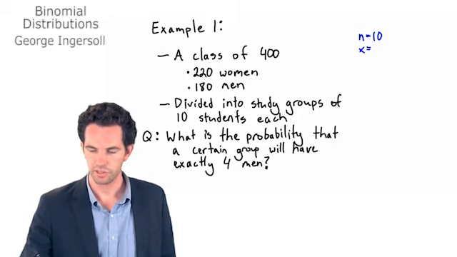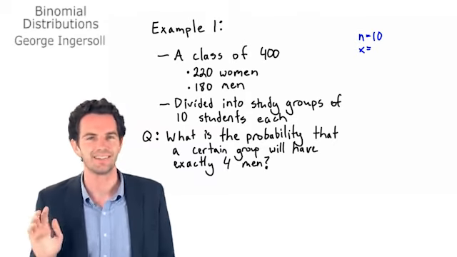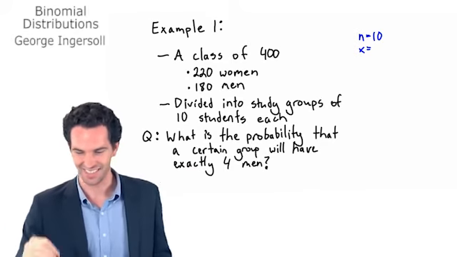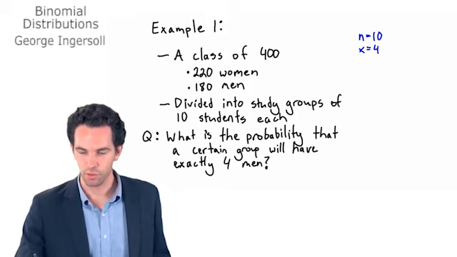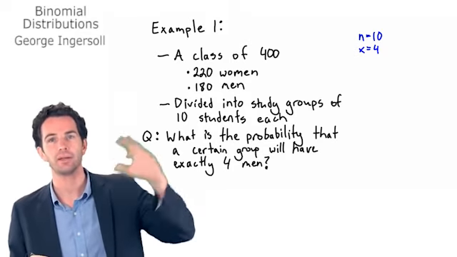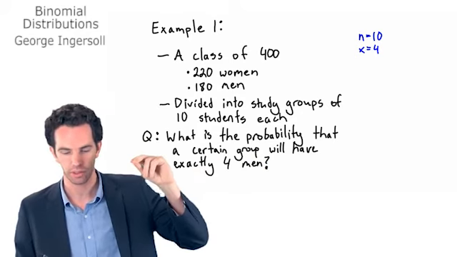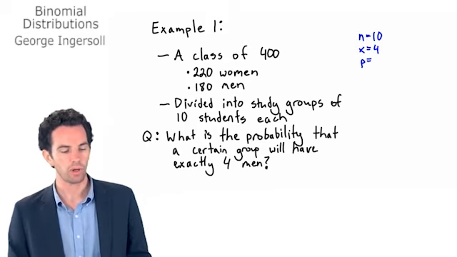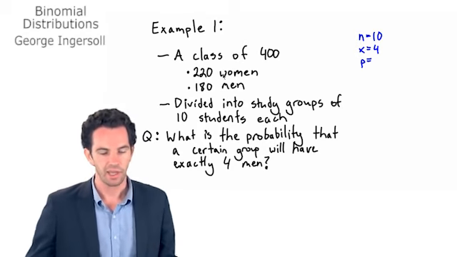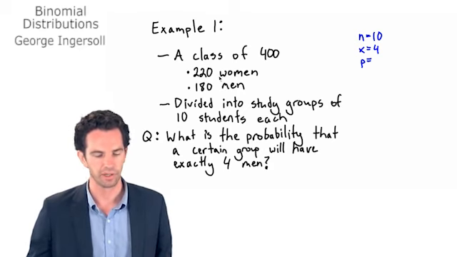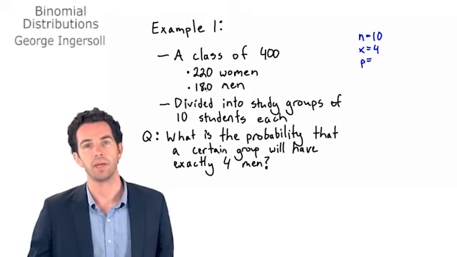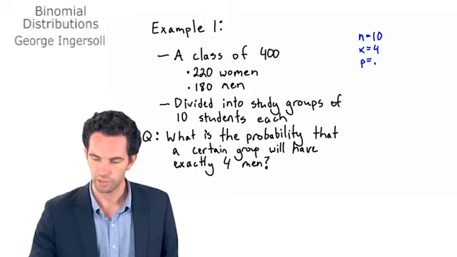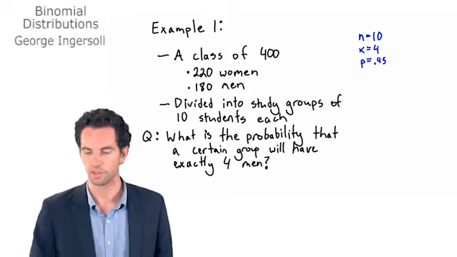What's our X? What's the number of successes? Well, in this case, don't get all angry at me, success is a man. I told you, it's not always success or failure. And we have 4. We're saying, what's the probability of getting 4 men out of 10 students in that study group? And what's the probability that any given student is a man? Well, we have to go back to the original class size. And we have actually a class of 400, and 180 are men. So if we divide 180 by 400, we get 0.45 or 45%.